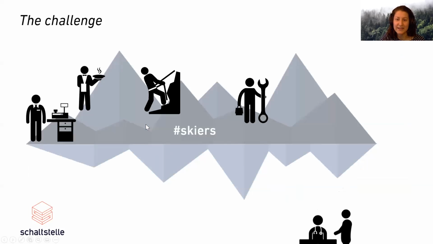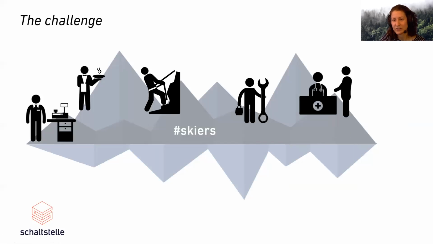So the task at hand was to predict how many skiers are in the skiing area on any given day, to plan the amount of staffing. So if there are not many skiers, there don't need to be as many waiters in the restaurant. And if it's a sunny weekend, we need more staff. So the amount of staff on a mountain correlates with the amount of skiers. And having a proper amount of staff means also saving a lot of costs.